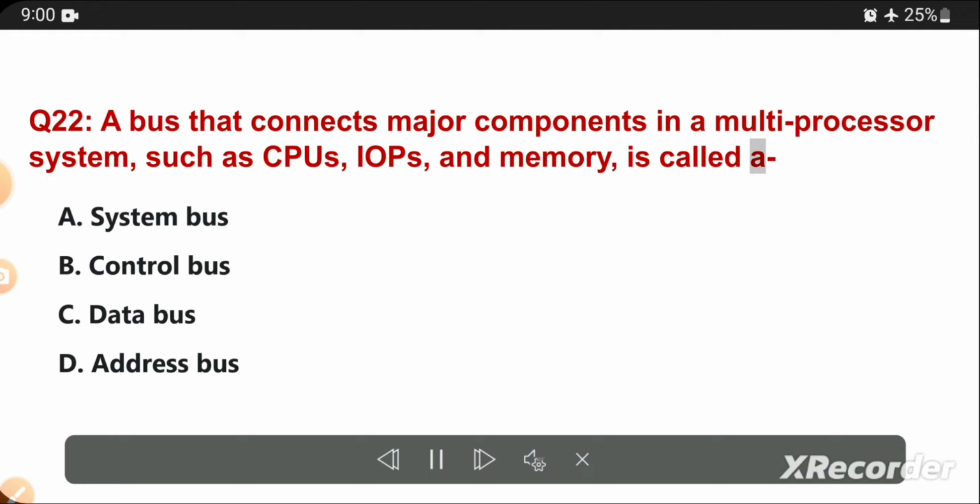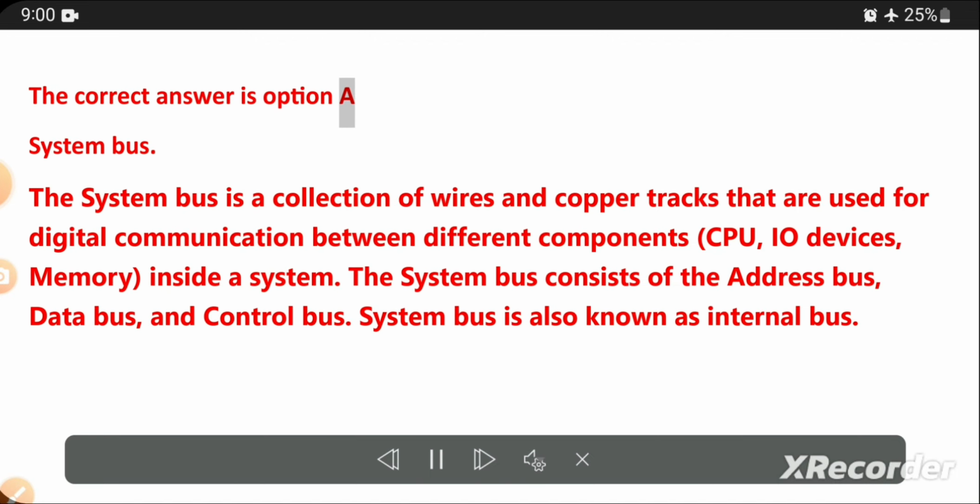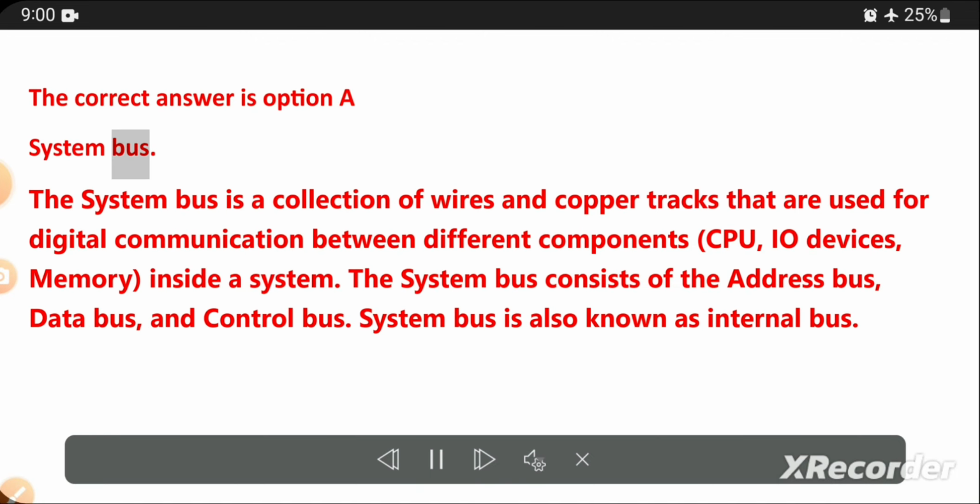Q22. A bus that connects major components in a multi-processor system, such as CPUs, IOPs, and memory, is called a system bus, control bus, data bus, address bus. The correct answer is option A. System bus. The system bus is a collection of wires and copper tracks that are used for digital communication between different components, CPU, I/O devices, memory, inside a system. The system bus consists of the address bus, data bus, and control bus. System bus is also known as internal bus.